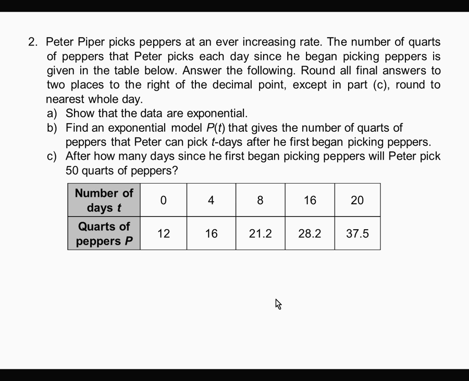Okay, question A, show that the data are exponential. Part B, find an exponential model P of T that gives the number of quarts of peppers that Peter can pick T days after he first began picking peppers. And question C, after how many days since he first began picking peppers will Peter pick 50 quarts of peppers? And notice T equals 0 is when he first began. So it's kind of like he was a rookie then. So my days are 0, 4, 8, 16, and 20. Notice they're 4 days apart. And my quarts of peppers is 12, 16, 21.2, 28.2, 37.5.